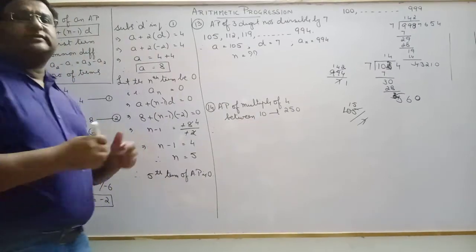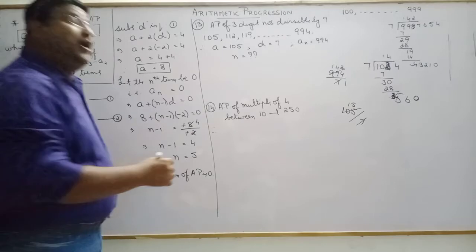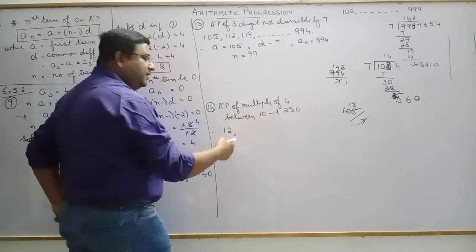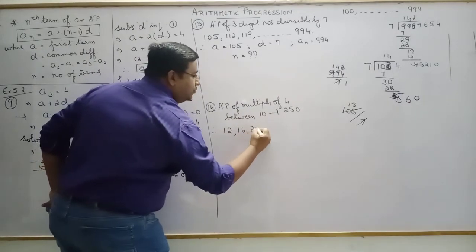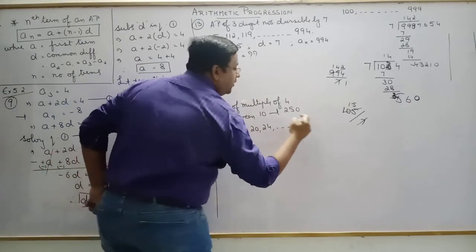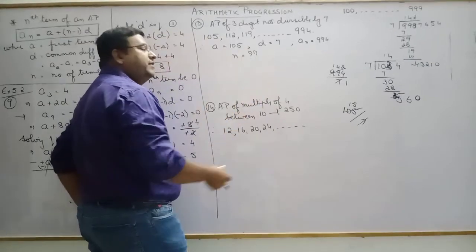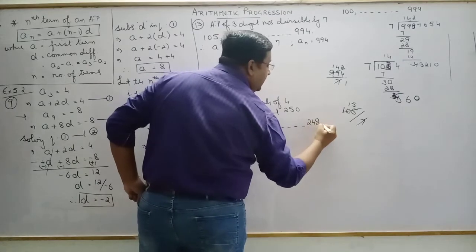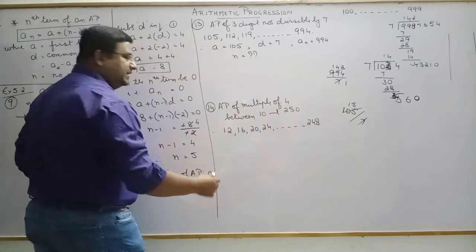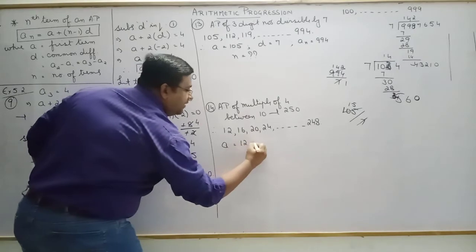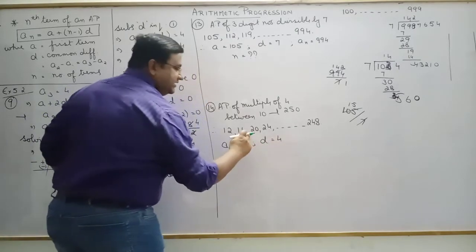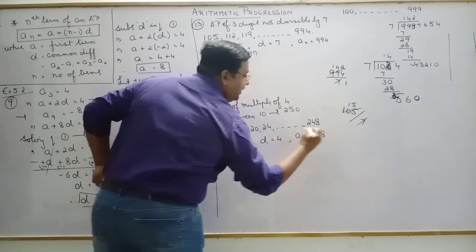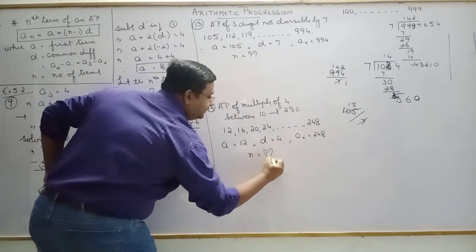4 ones are 4, 4 twos are 8, 4 threes are 12. The first multiple of 4 after 10 is what? 12, then 16, then 20, 24 and so on. And 250 is not a multiple of 4, we can divide, remainder is 2. So the previous one will be 248. Simple as that. So therefore A is equal to 12, D is equal to 4, 16 minus 12, and AN is equal to 248. Can we find N?